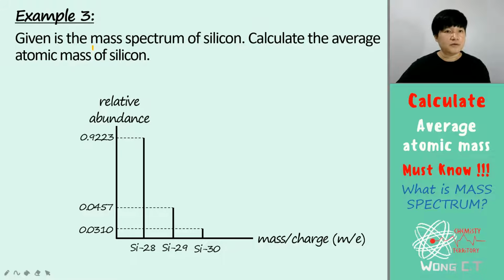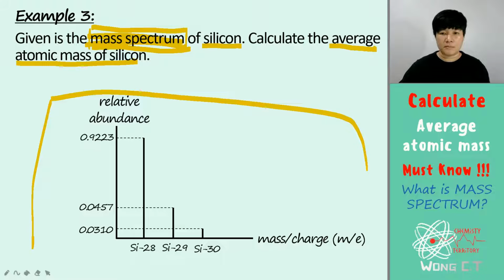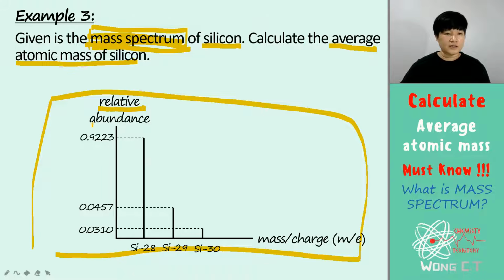So in this example, you have a mass spectrum of silicon. The question is asking for the average atomic mass of silicon. So we come across a new thing over here: mass spectrum. What is actually a mass spectrum? This is your mass spectrum. Obviously, the y-axis over here is your relative abundance, and the x-axis over here is your mass over charge. Your relative abundance, we know that that is your Qi. And what do all these lines stand for? And what does mass over charge stand for?